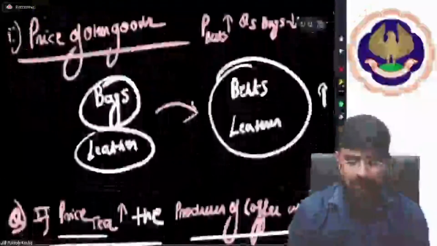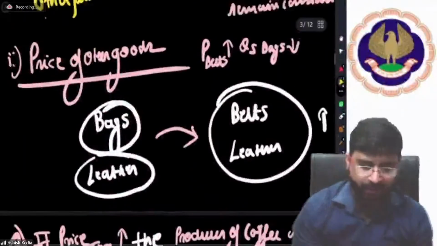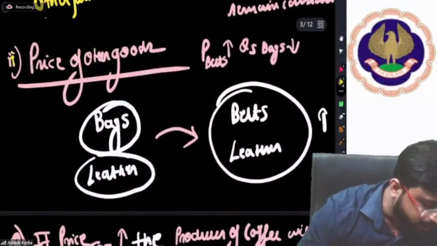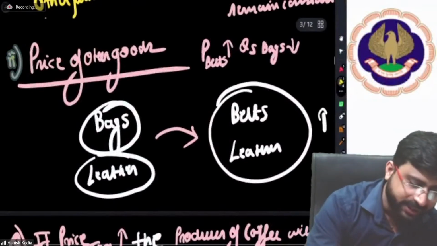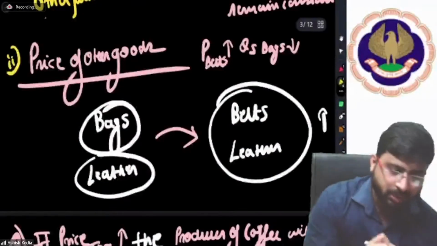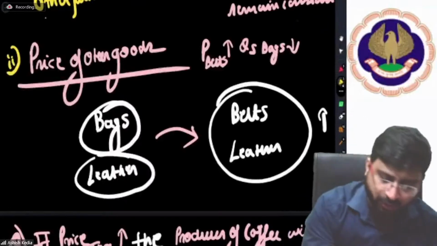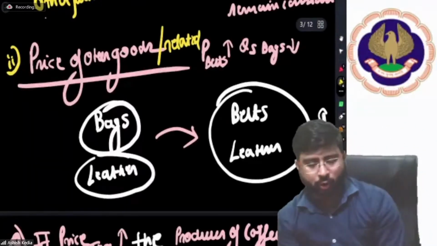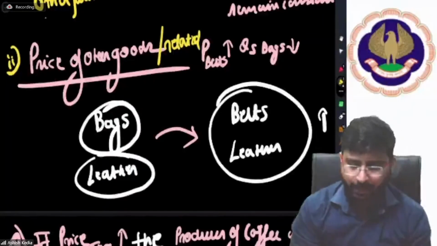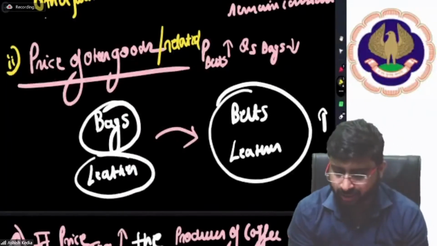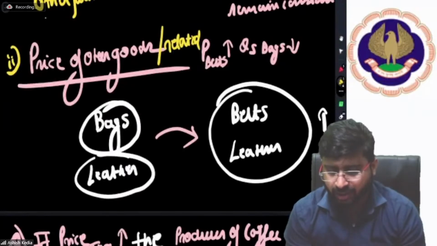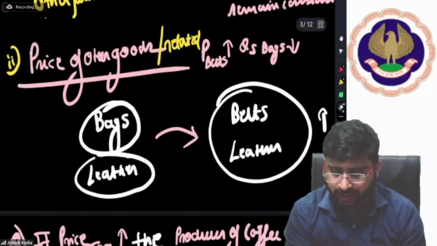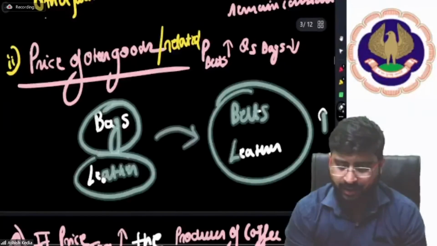All right. Now, the second factor affecting supply is the price of related goods, or price of other goods. My question to you is very simple. Pay attention, guys. Suppose you all will answer and the concept will be absolutely crystal clear. Tell me the answer.